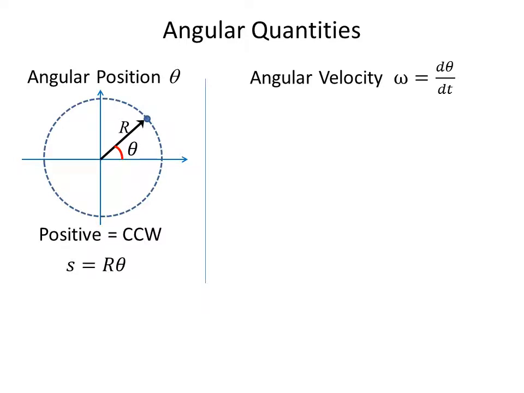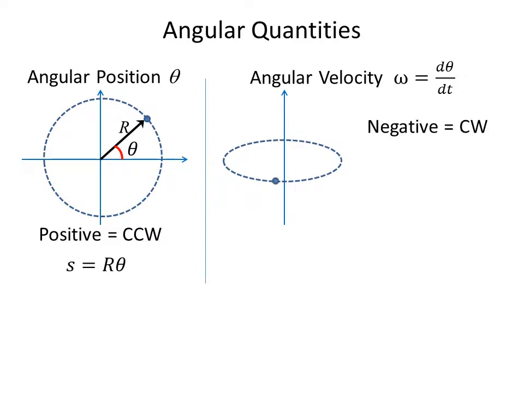The angular velocity omega is equal to the time derivative of the angular position, d theta dt, if we look at a particle that is moving around some fixed axis. In this case, the particle is going around in a clockwise fashion about the vertical axis shown. Then if it goes clockwise, the angular velocity is negative. If it goes counterclockwise, the angular velocity is positive.